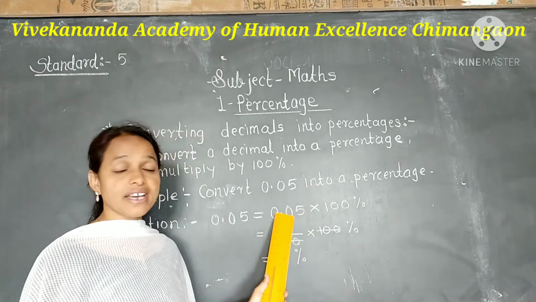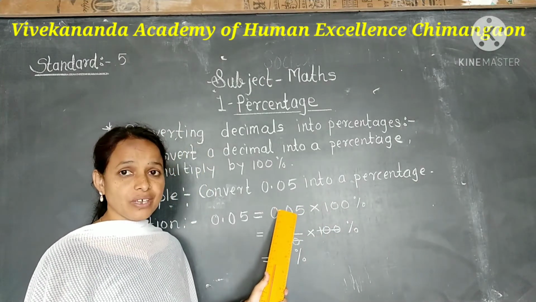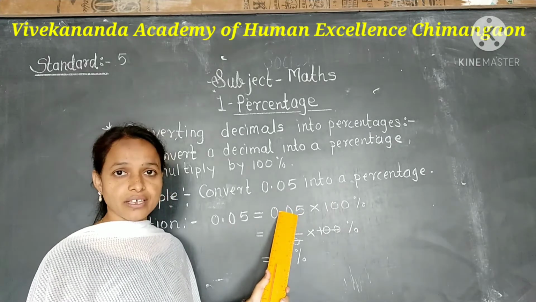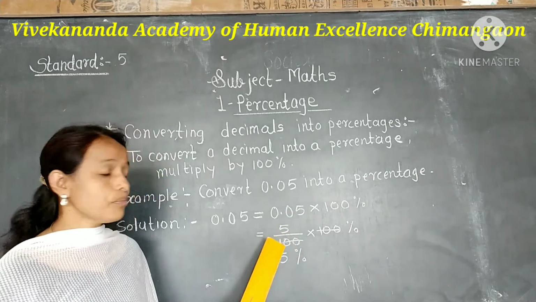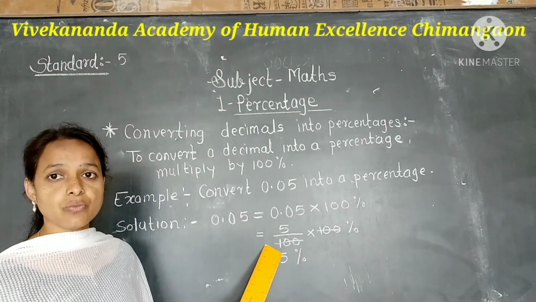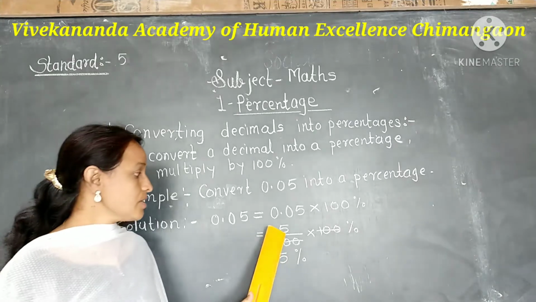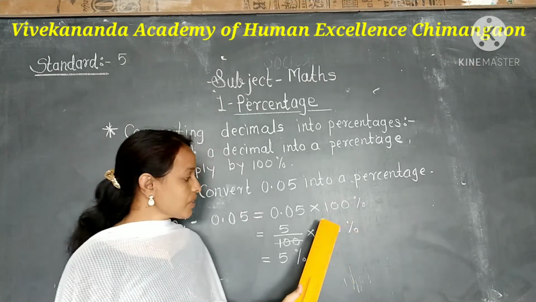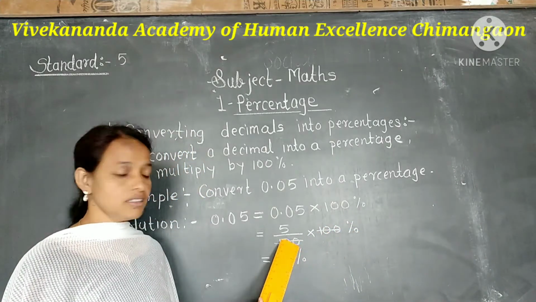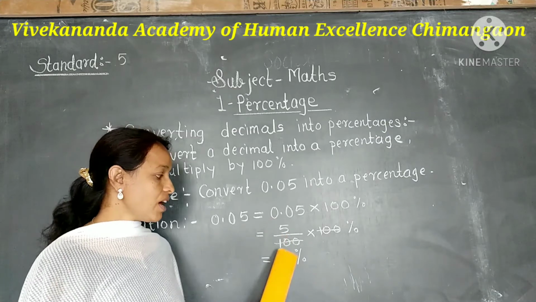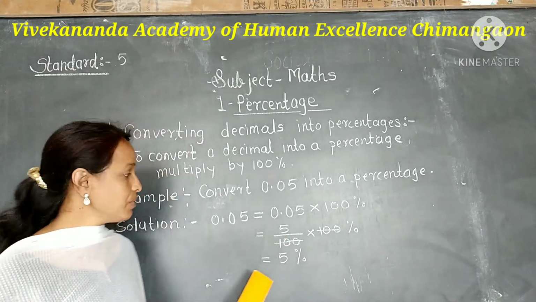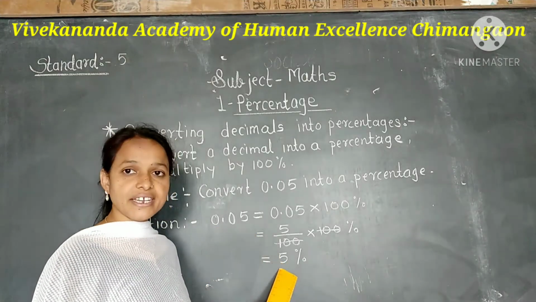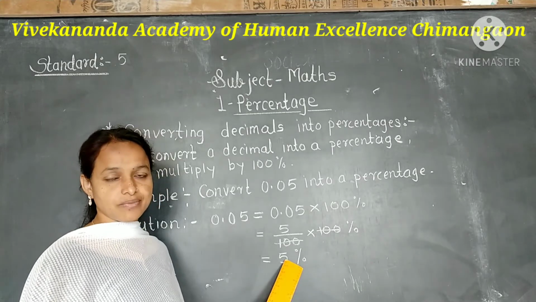So here we multiply 0.05 by 100%. Now 0.05 is in decimal, so first we have to convert it into fraction. 0.05, its fraction is 5/100. Then 5/100 into 100%. 100 gets cancelled, remaining 5%. In this way, here we convert 0.05 decimal into percentage, we get answer 5%.